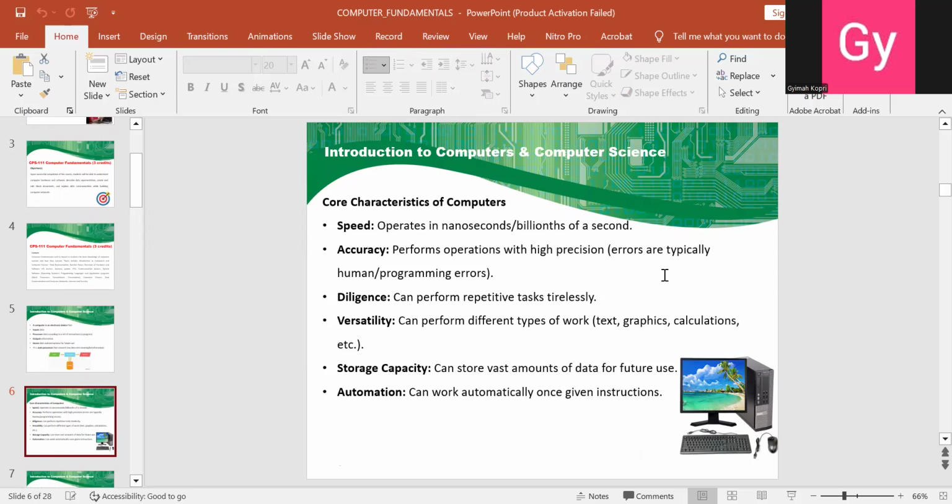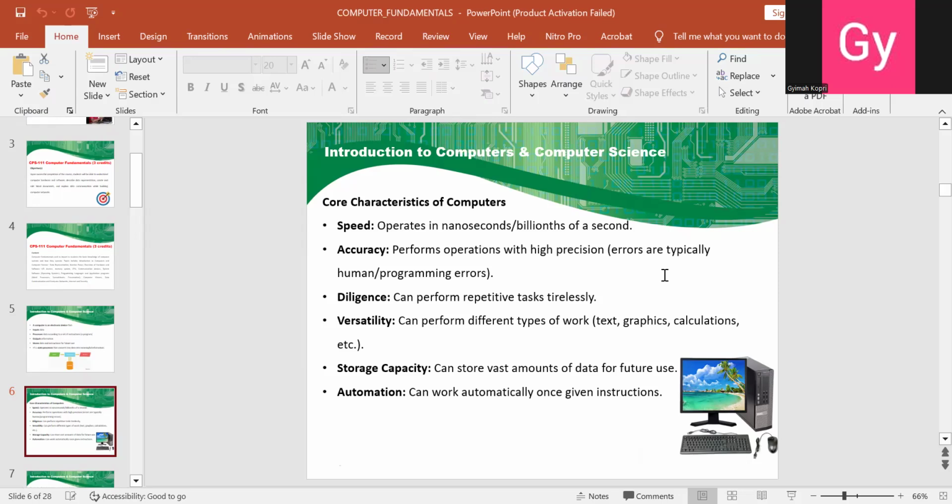Now we go to accuracy. As compared to humans or manual work, when a computer does something, the accuracy is always high. On the other hand, the errors made by a computer are always fewer as compared to manual or human systems.